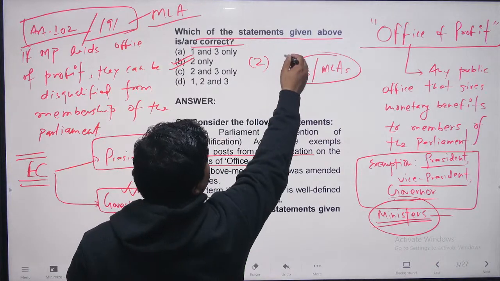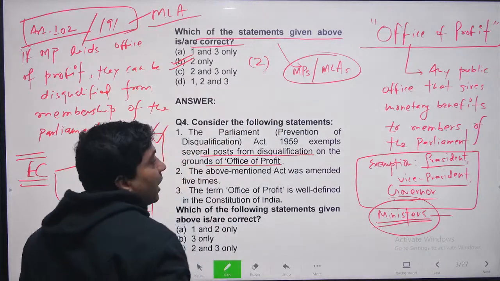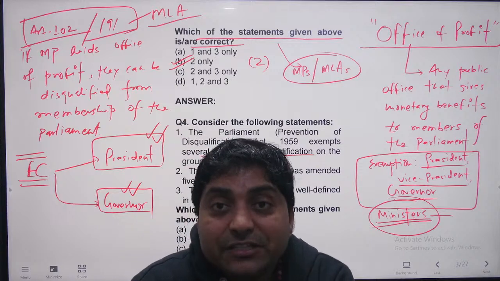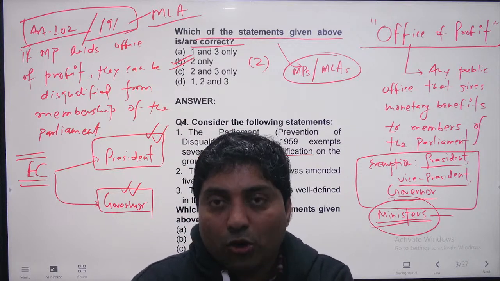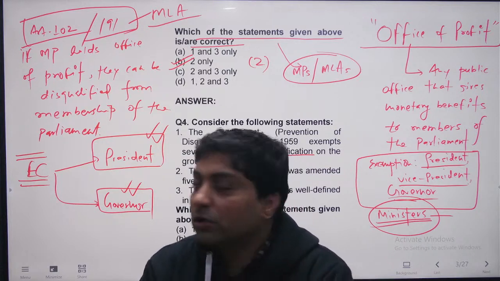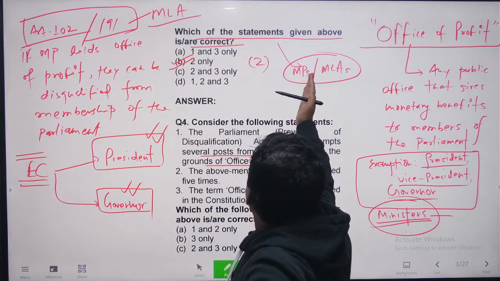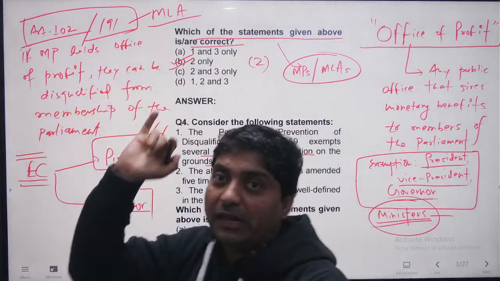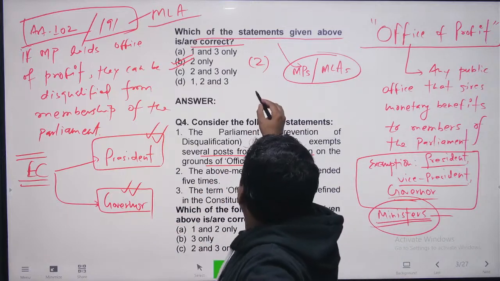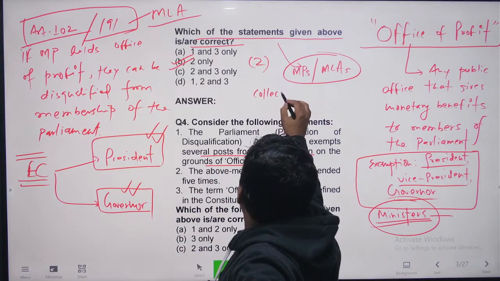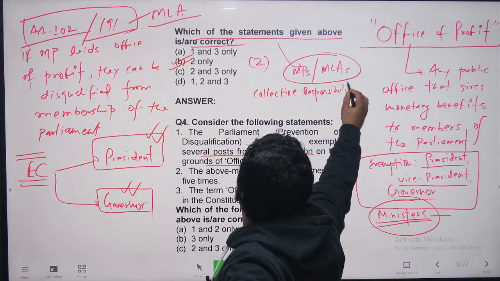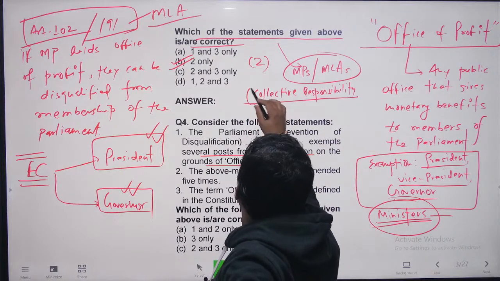If the government can give monetary gain to a member of the house, then the member will be obliged to support any law introduced by the government. So therefore, to free the MP from any obligation to the government. Or in other words, you must be knowing the collective responsibility. Now, what is collective responsibility?